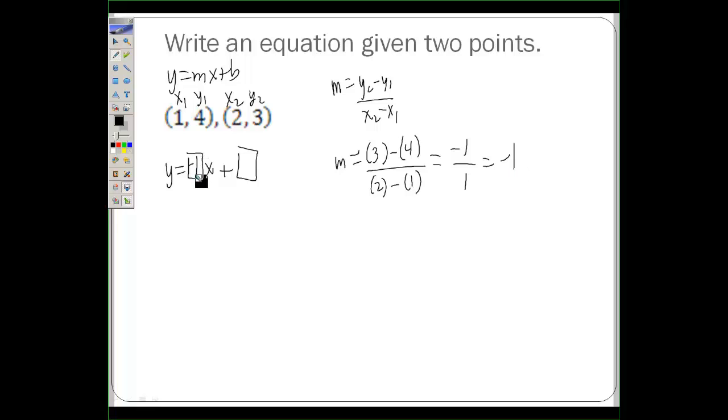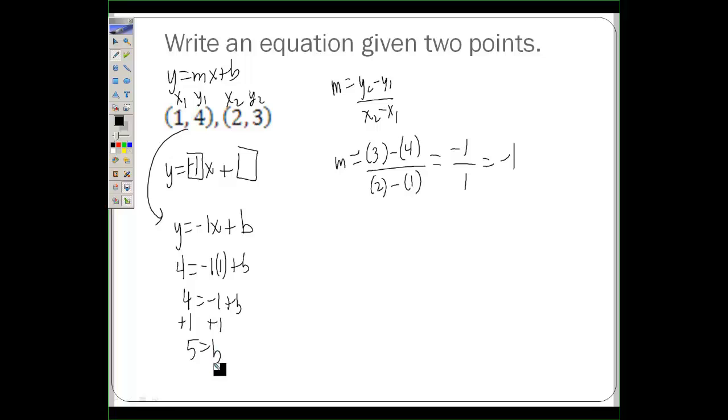Once I have my slope, just like yesterday, I know that my slope is negative 1 and I need my b value. I have a point with an x and y, so let's just plug it in. I can use either one that I want, and I'll show you that here in a minute. If I use the point 1, 4, I plug in x and y. 4 equals negative 1 times 1 plus b, or 4 equals negative 1 plus b. If I add 1 to both sides, 5 must equal b. So that's my b value, my starting point, my y-intercept. I can plug it right into my equation. So my equation actually is y equals negative x plus 5. It's not necessary to write the 1 in front of the x, but you can if you prefer.